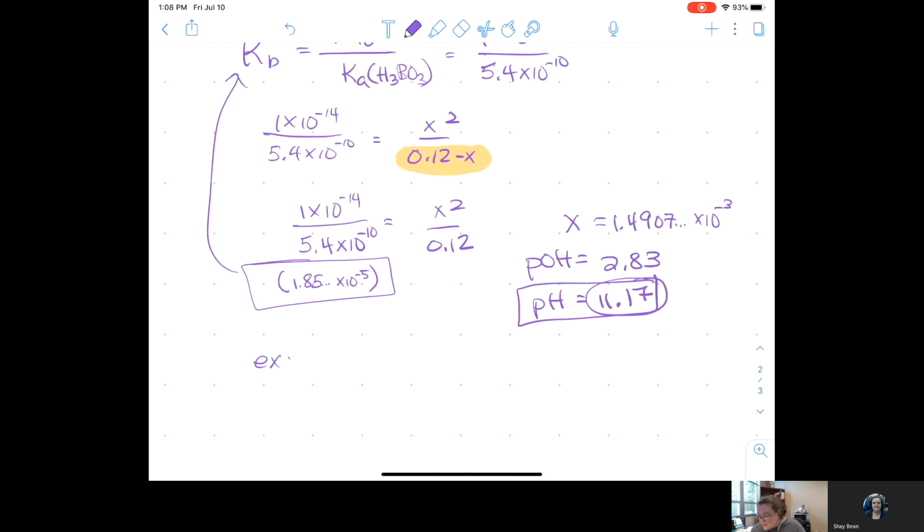If we do the exact method, again, plug into a quadratic equation solver, I'm getting ready to do that. It is going to take me a minute. All right. There we go. If we do it exactly, we get 1.481 times 10 to the minus 3.